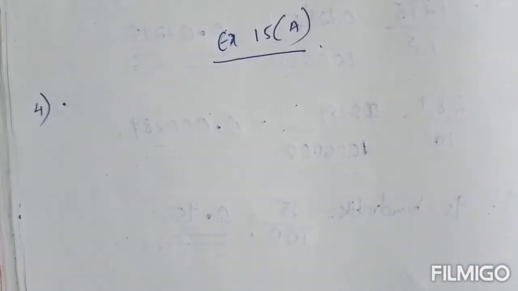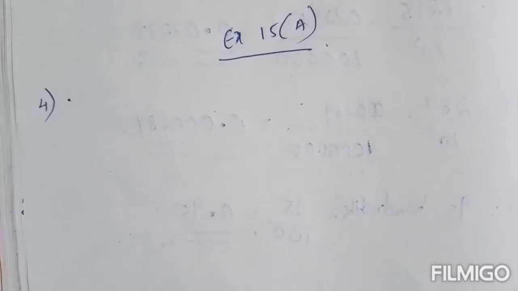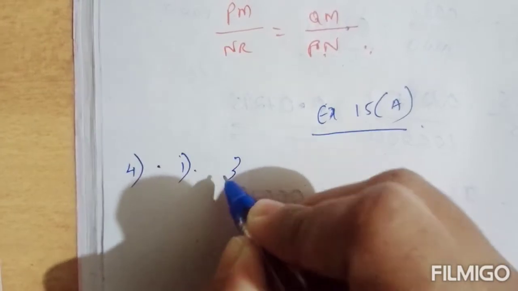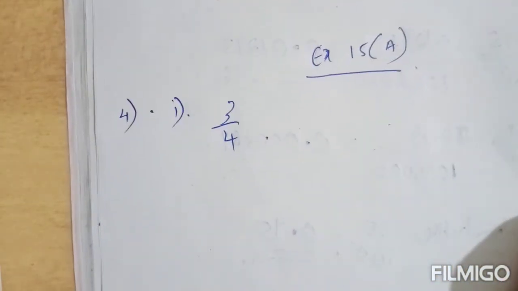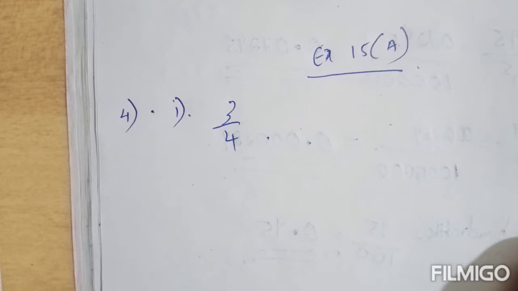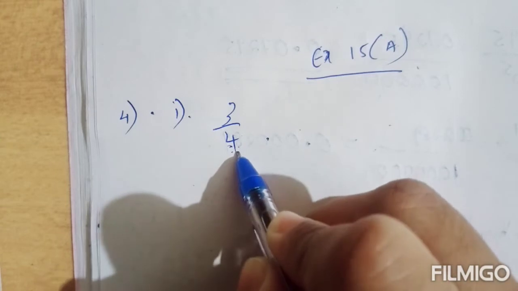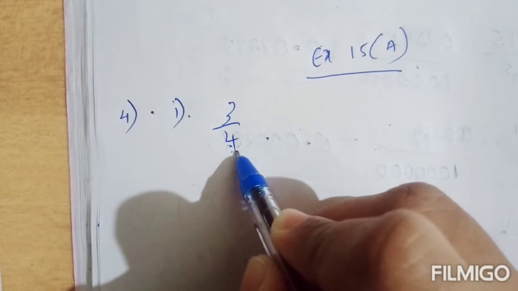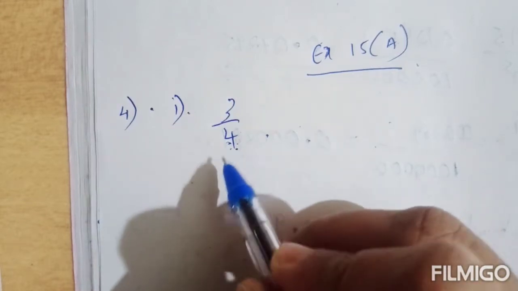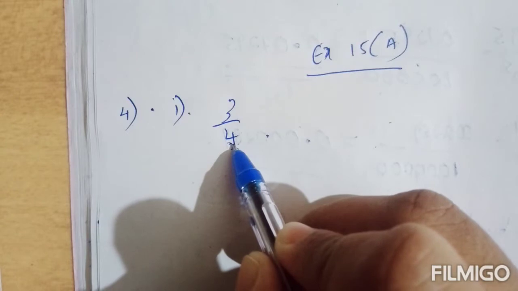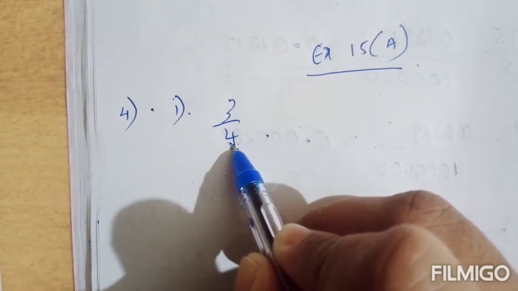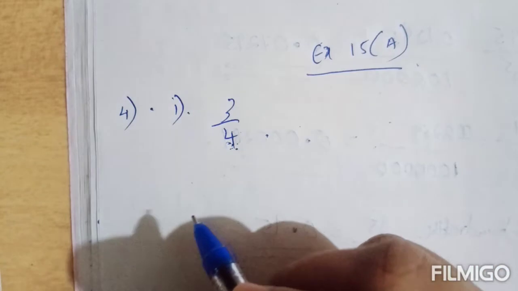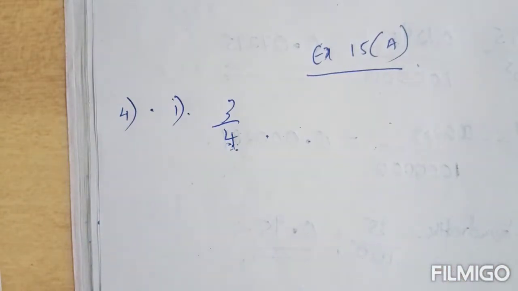So exercise 15a, fourth question. Convert into a decimal fraction. In that, the first one, 3 by 4. So 3 by 4 you have to convert into a decimal fraction. Here you can see the denominator is not 10, 100, 1000, etc. It is 4. So we need to convert this 4 to 10, 100, 1000, etc. You can convert 4 to 10 or to 100 or to 1000.